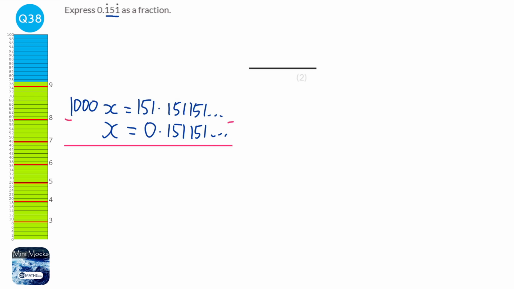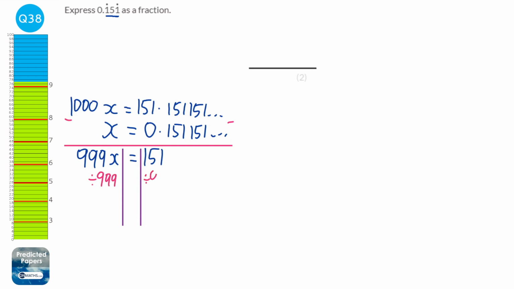What we're going to do now is subtract. So 1000x take away x would be 999x, and then 151.151151, etc. take away 0.151151, etc. will just be 151. Get our solving lines in, because the next thing we're going to do is divide both sides by 999. And so we end up with x equals 151 over 999. And that's our answer.